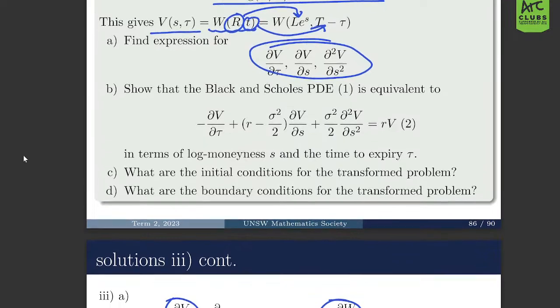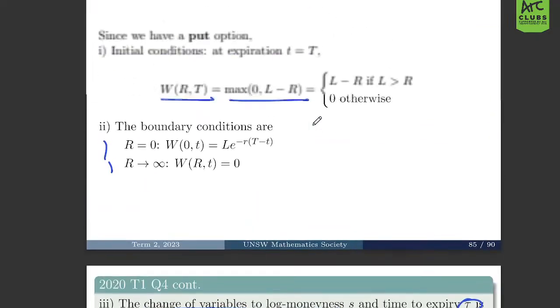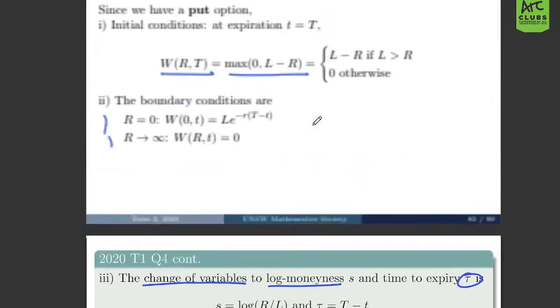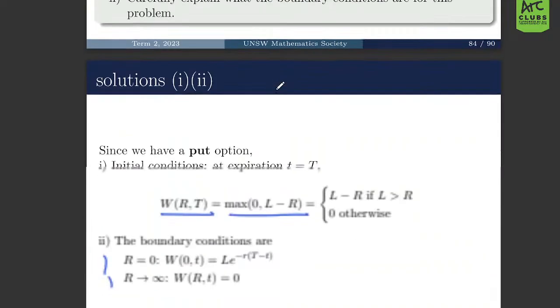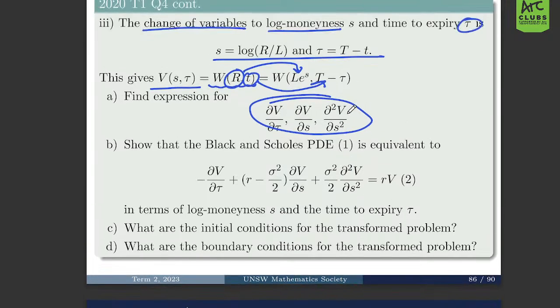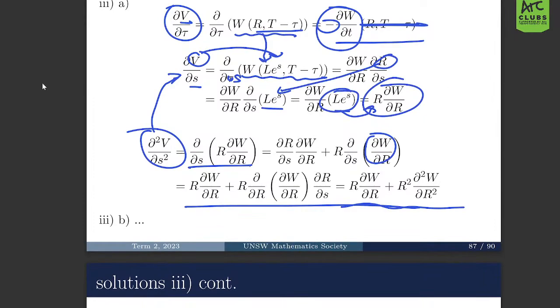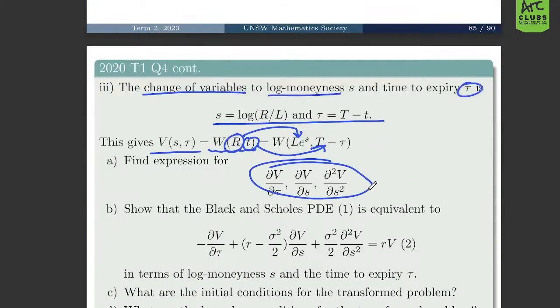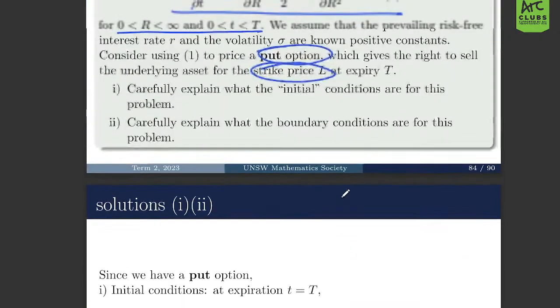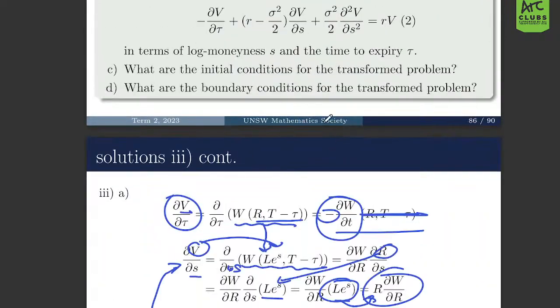Now part B, we want to show that the Black-Scholes PDE in equation 1, this long thing over here, is equivalent to equation 2 that's given over here. And you see that it's really just using all of the changes of variables that we found in part A. So I didn't really write it down because it's really just, all right, put these results that we found in part A into the equation over here, and then after some rearrangement, you will get this equation over here.